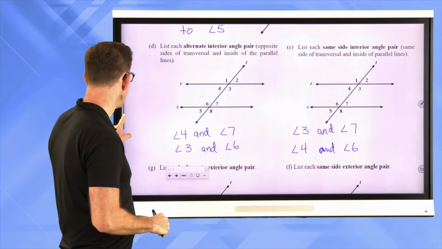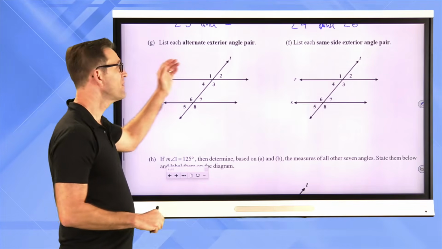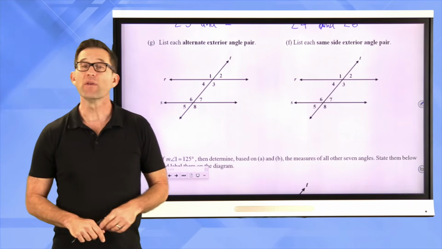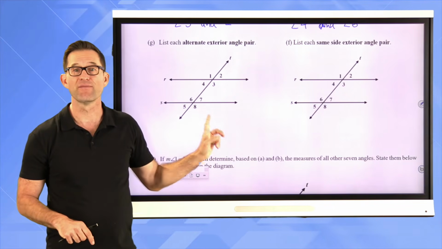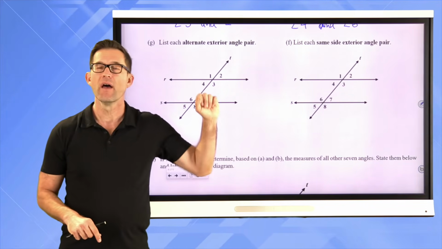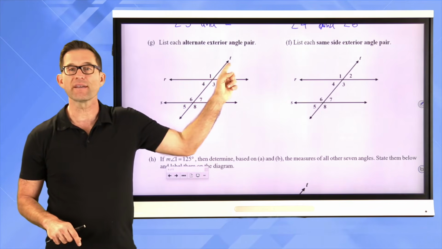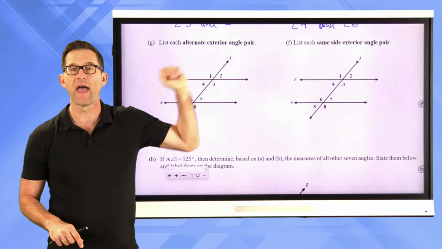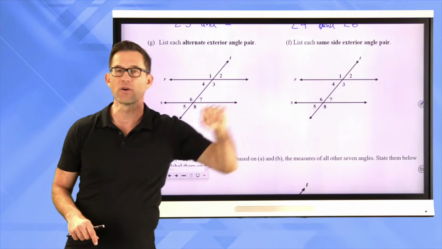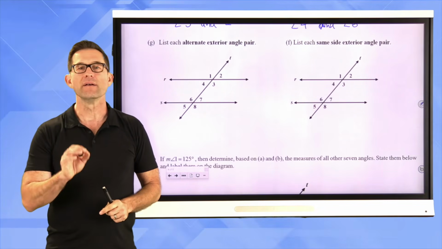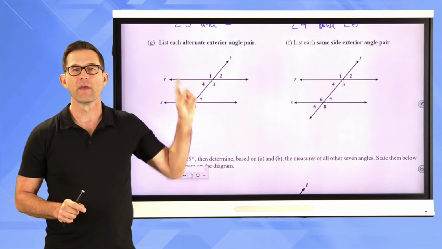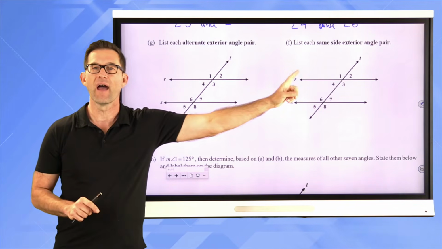Not bad. Now let's talk about the exteriors. We've got 4 exterior angles. Angle 1, angle 2, angle 5, and angle 8 are exterior. Let's list the alternate exterior angle pairs and the same side exterior angle pairs. All right, let's pause the video now and let's answer G and F.